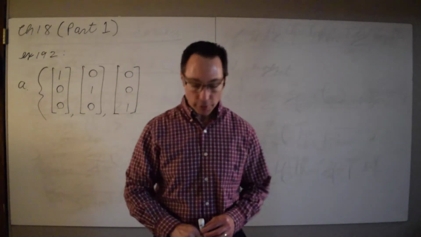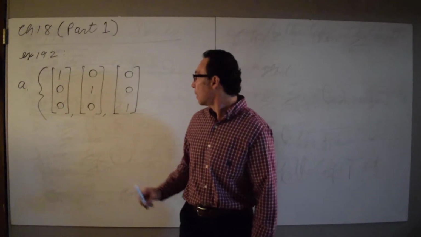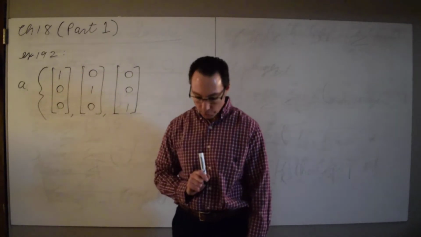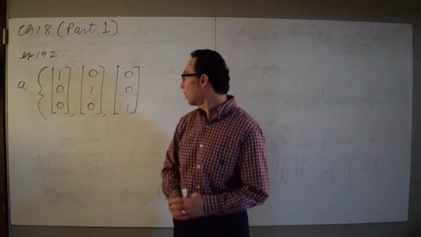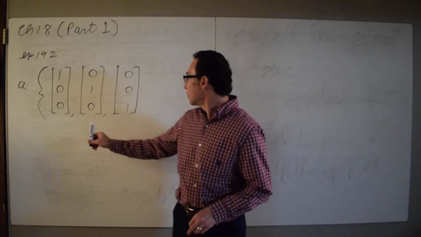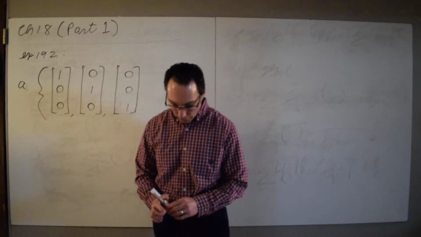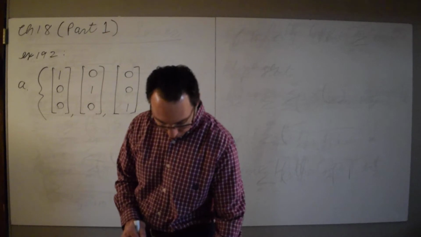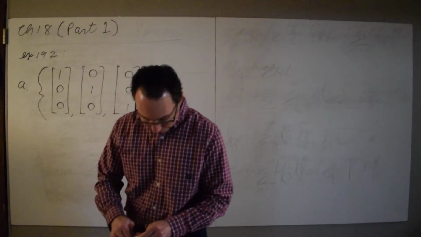This is the first video over Chapter 18, Linear Independence. I'm going to break this chapter into two parts. The first example that I'm going to do, example 192, we're going to investigate whether or not sets of vectors are linearly independent just from the definition of linear independence, and also we will use corollary 191.